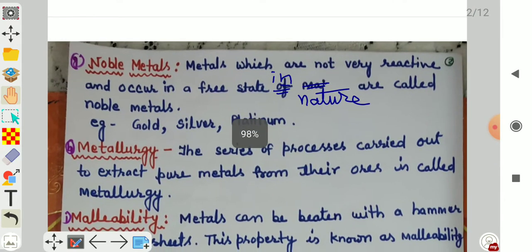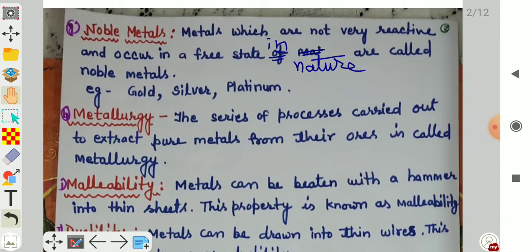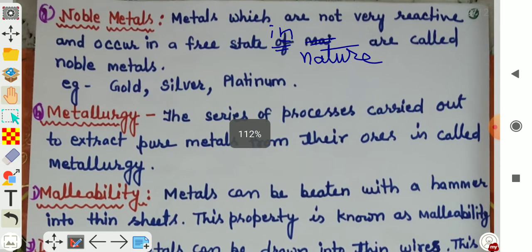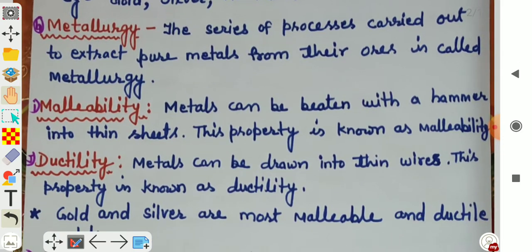Next is noble metals. What do you mean by noble metals? Metals which are not very reactive and occur in free state in nature are called noble metals. These are gold, silver and platinum. They do not react with other metals or non-metals. Metallurgy, what do you mean by metallurgy? The series of processes carried out to extract pure metal from their ore is called metallurgy.